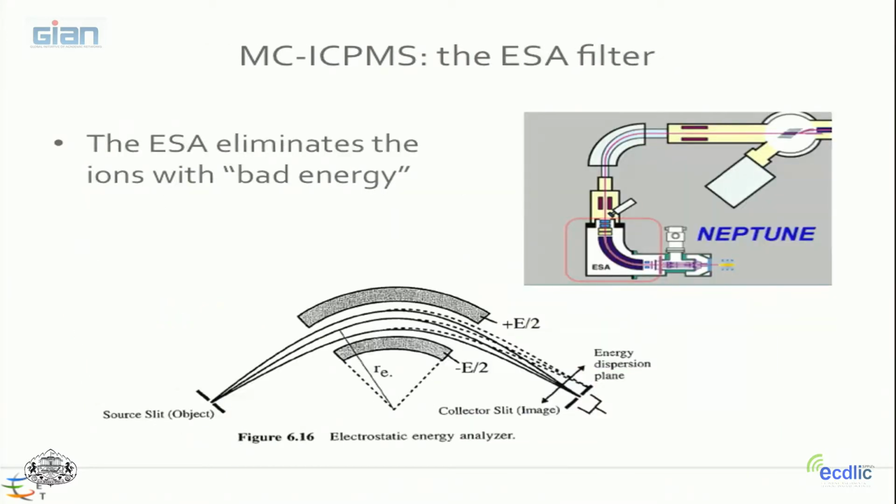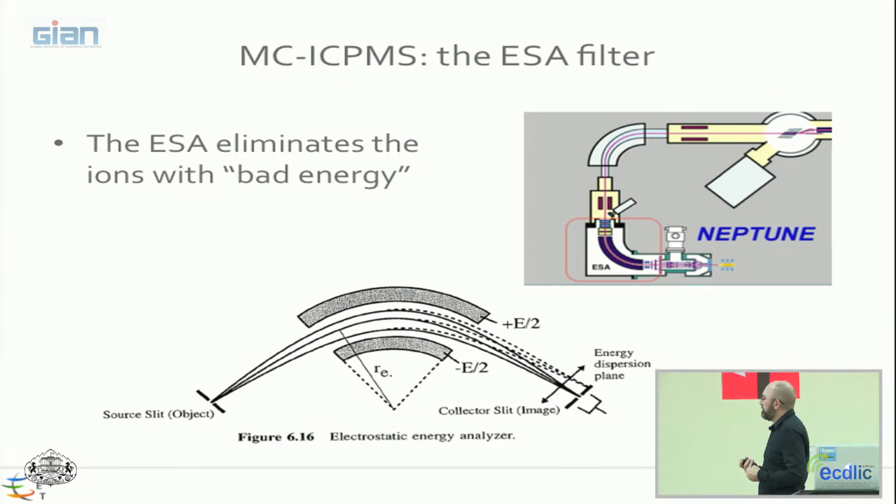So the first way to filter this is what we call the electric sector here, or ESA filter. The ESA filter, in fact, is a sector where you apply some electric field, and the ions with a bad energy will be removed. The ones which are going too slow inside the machine will not go out. They are too slow. They are removed. This is the first way to remove the bad ions. Okay. When you have filtered this, it's called the electrostatic energy analyzer, but in fact it's just an electric field.